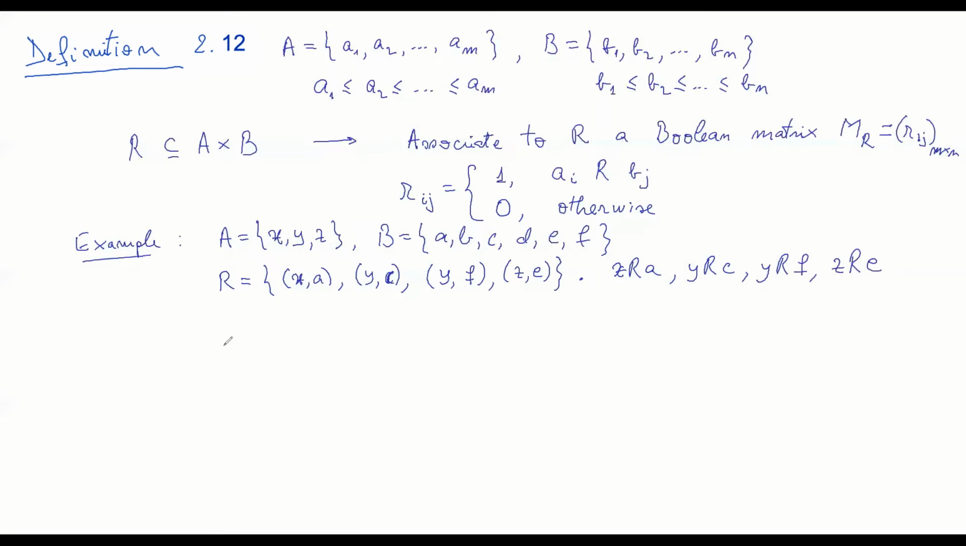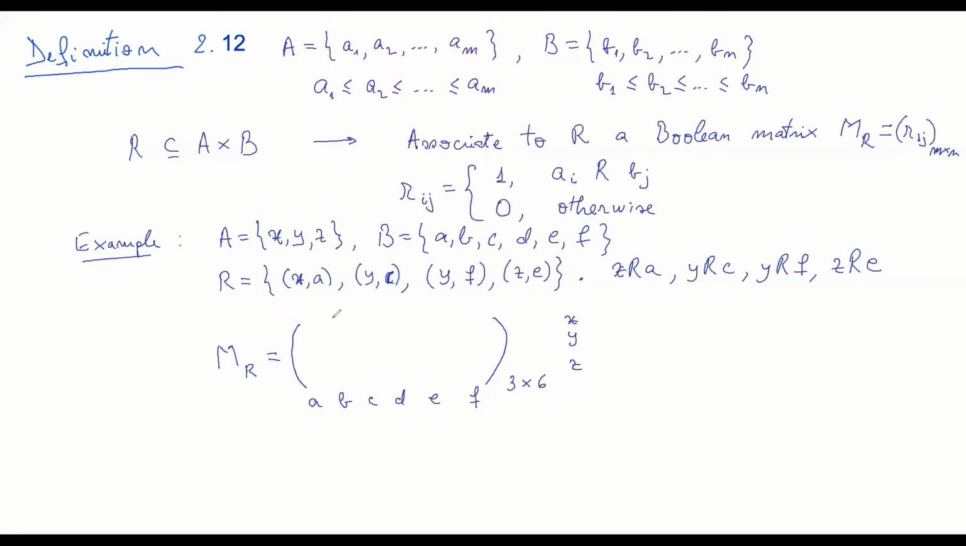And so then to describe R as a Boolean matrix, A has 3 elements, so I'm going to have a matrix with 3 rows, and B has 6 elements, so it's going to have 6 columns. So this is going to be a 3 times 6 matrix. I'm going to have 1 row corresponding to X, 1 row corresponding to Y, and 1 row corresponding to Z. And I'm going to have 1 column corresponding to A, another to B, to C, to D, to E, and F. These labels are not part of your matrix. I'm just writing them to help with your intuition.